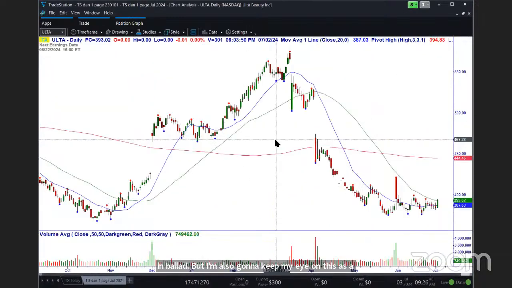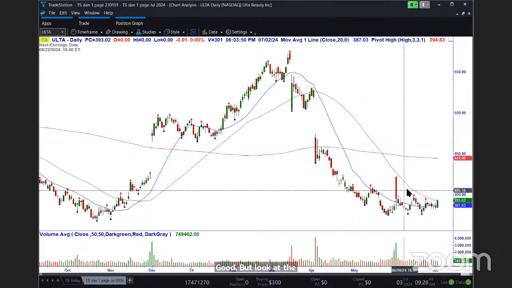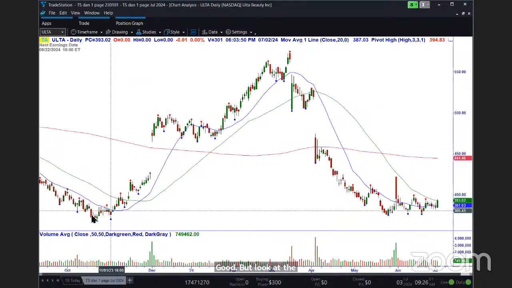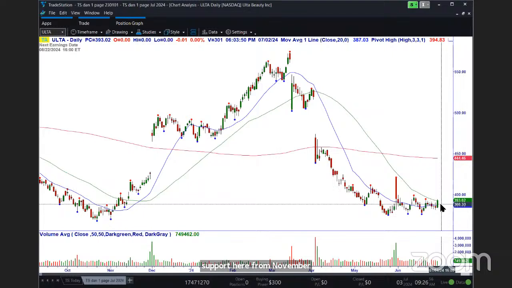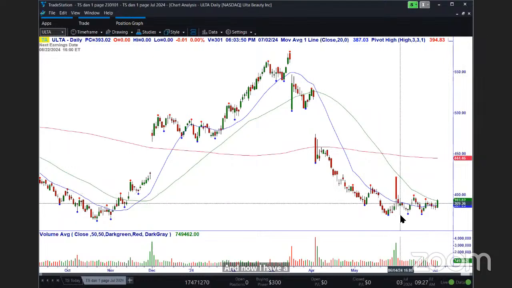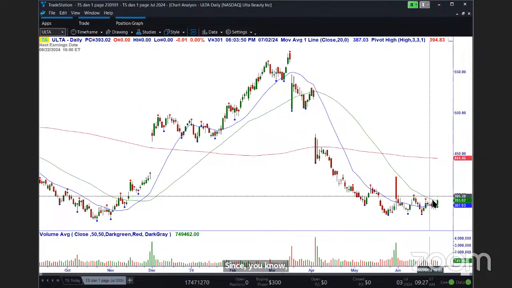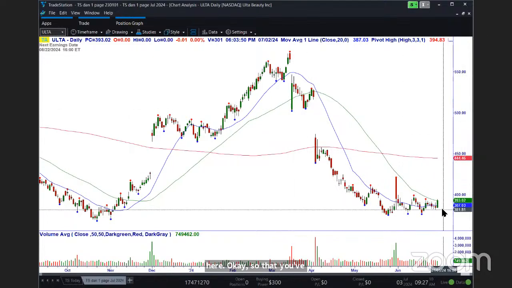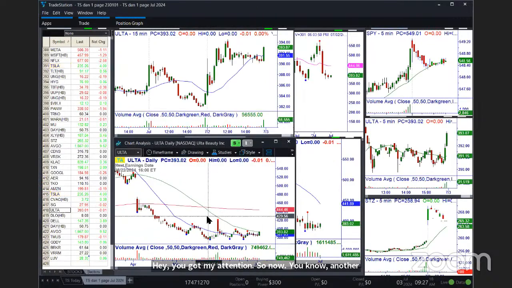Look, I mean, it's still in a downtrend, but look at the lows are now horizontal at major support here from November. And now I have this, the biggest green bar since, just eyeballing it, since here. Okay, so you got my attention. So now, another bar or two, I'll have more confidence.